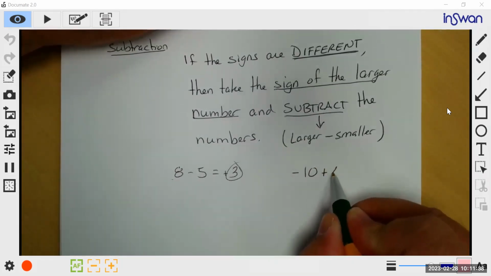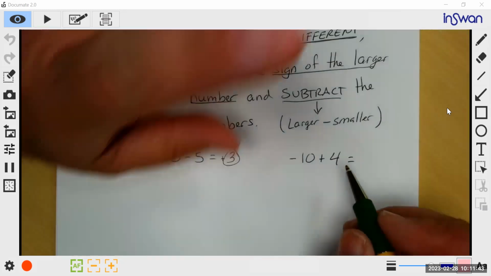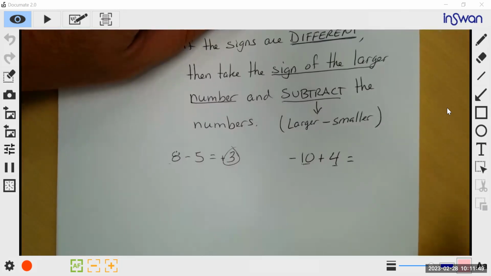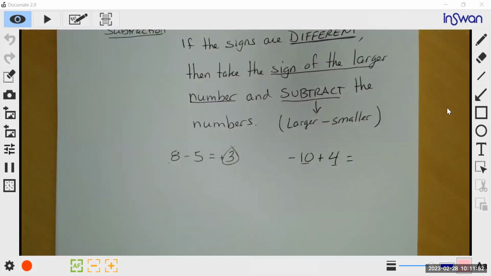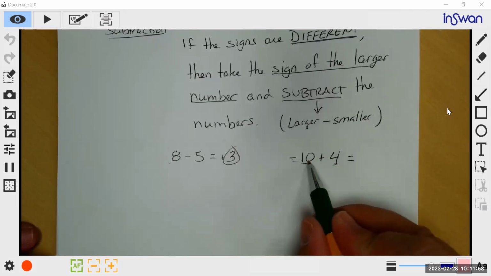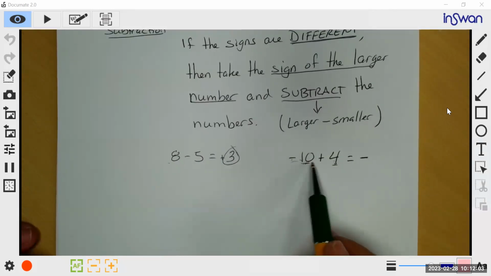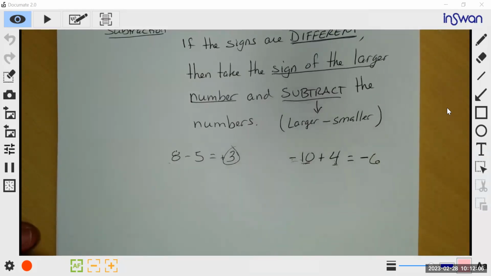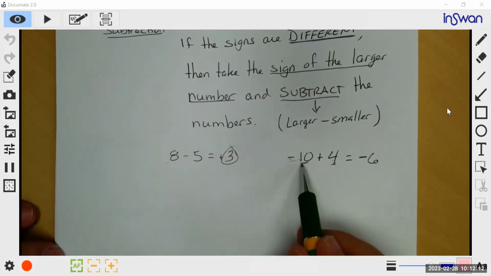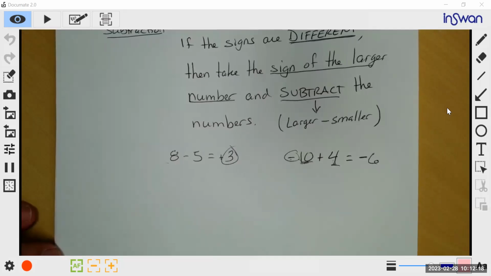Negative 10 plus 4. What number is bigger? No, just 10 or 4. Don't worry about signs. What number is bigger, 10 or 4? 10's bigger. I didn't say its sign. I said, look at the numbers, 10 or 4. What's the sign of 10? Since 10's bigger than 4, it's negative. The answer is going to be negative. Now we subtract them. 10 minus 4 is 6. So look at the absolute value of the numbers. Just give me the numbers. Tell me which is bigger. Whatever sign of the bigger number is, that's the sign of the answer.